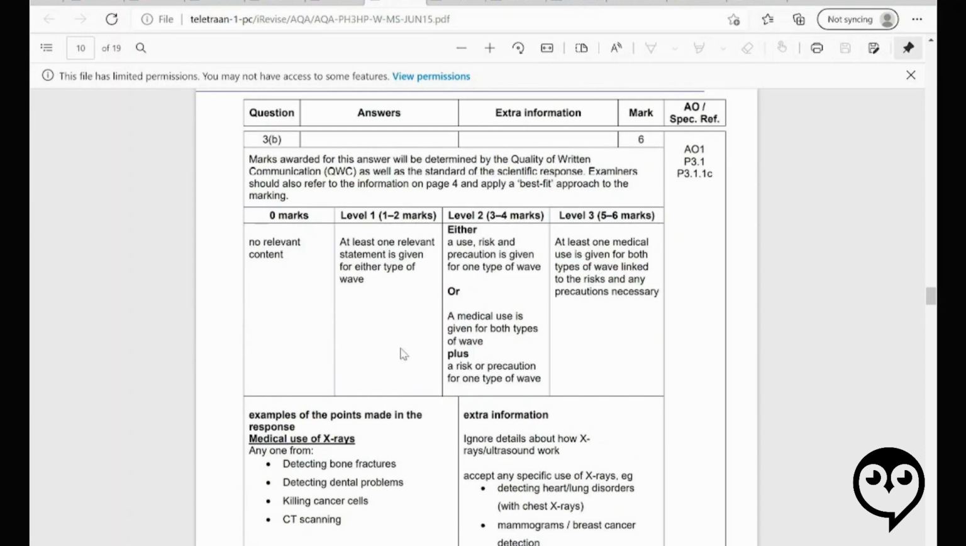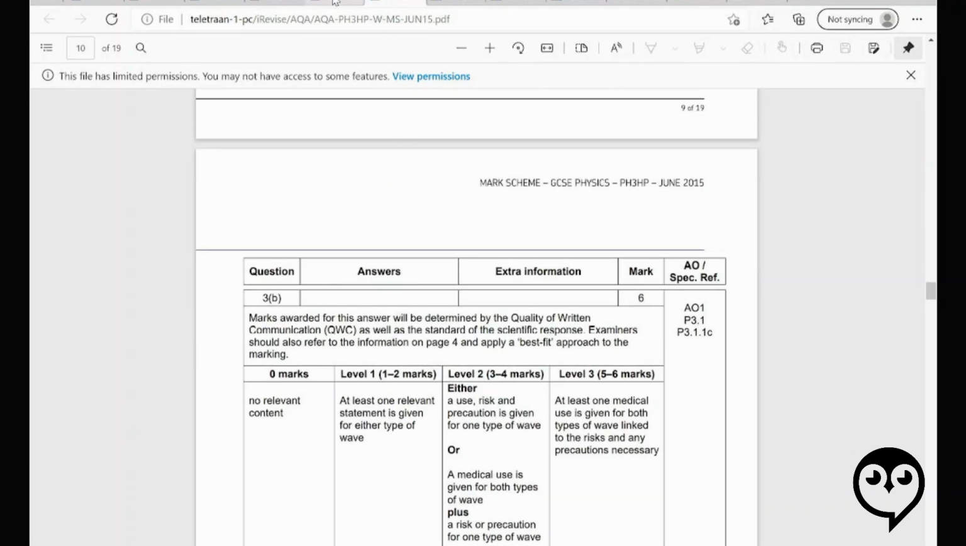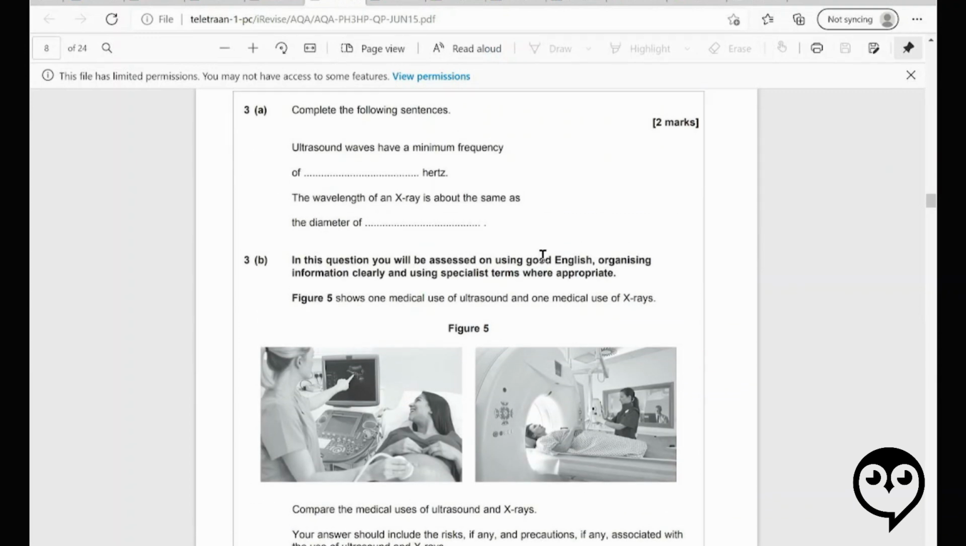You, of course, in these questions are going to want to craft your answer the best way because, as they say here, good English, organizing information clearly, using specialist terms where appropriate. You do want to make sure you practice that sort of thing.